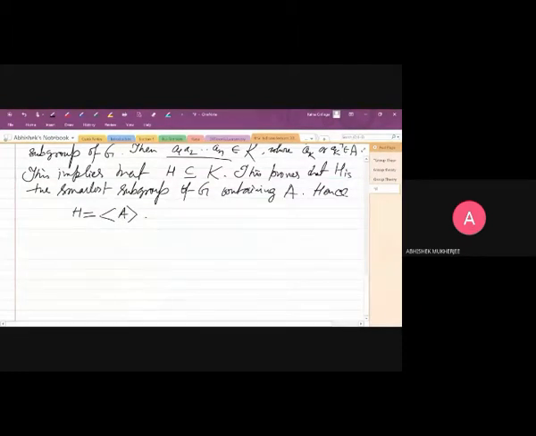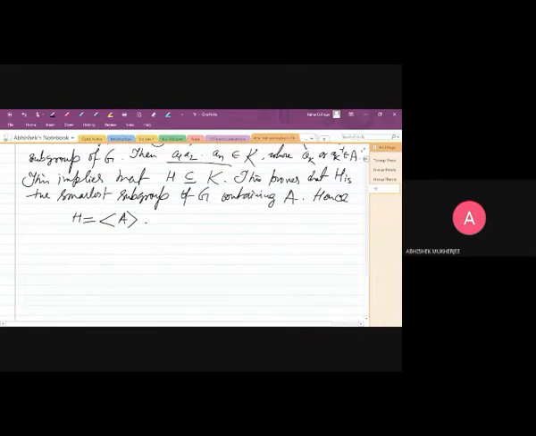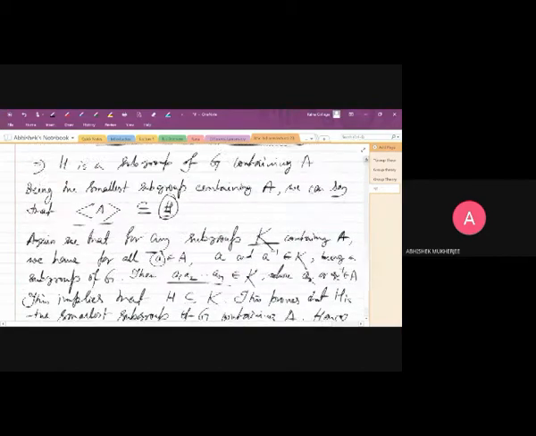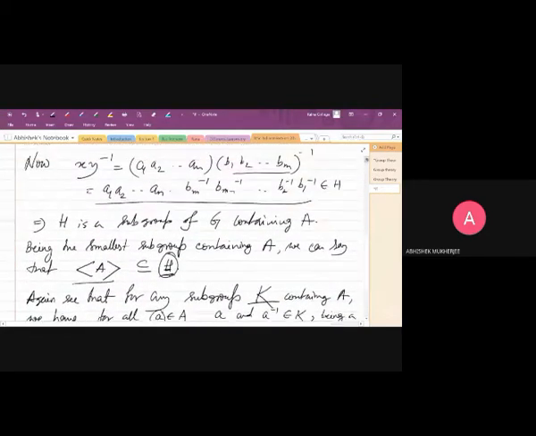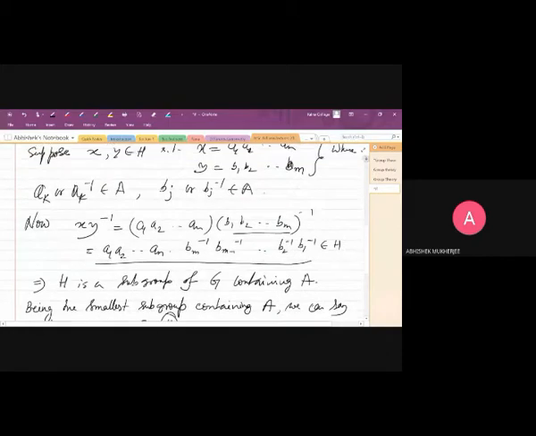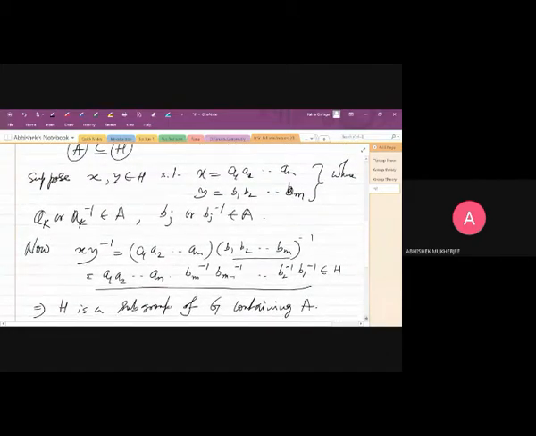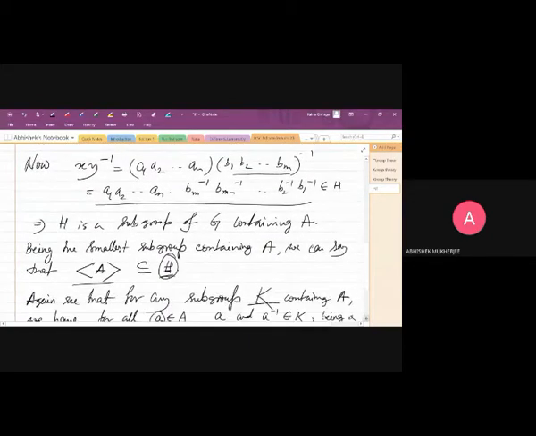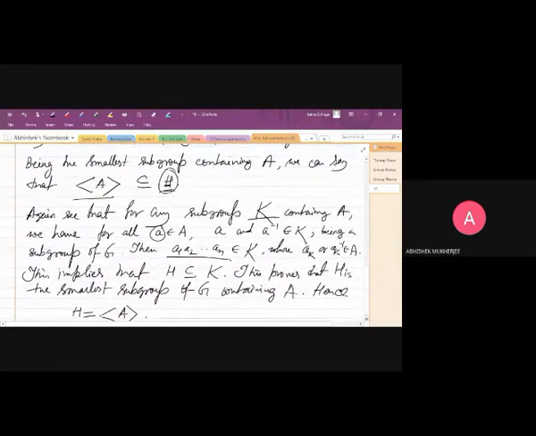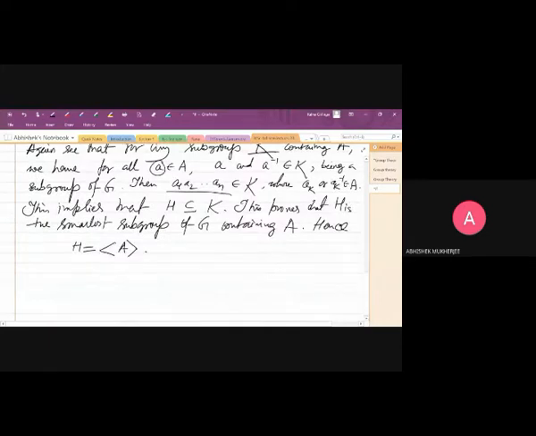Okay. So this proves that the subgroup generated by A contains elements of this type: any finite product of elements where each element or its inverse belongs to capital A, right? So that means any finite product of elements or its inverses are in this one. Okay, right?